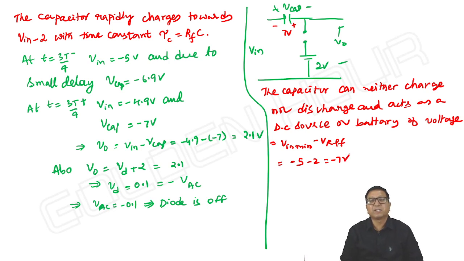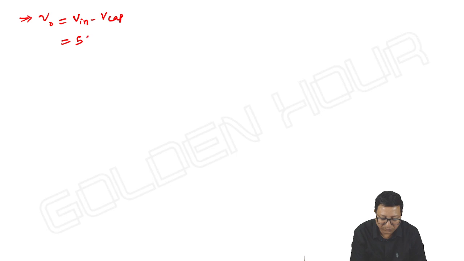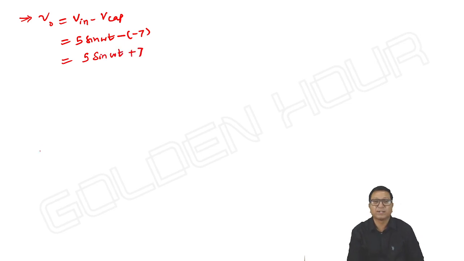Then what about the output equation? V output is equal to input minus V capacitor. Input is 5 sin omega t, minus V capacitor, which is minus 7. So what can we write? 5 sin omega t plus 7.